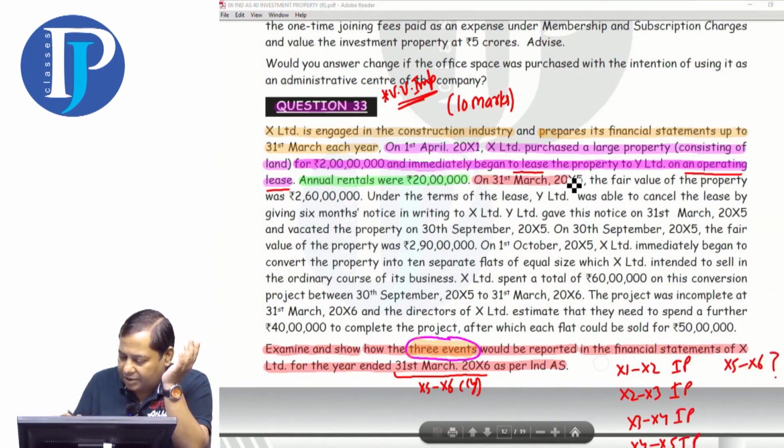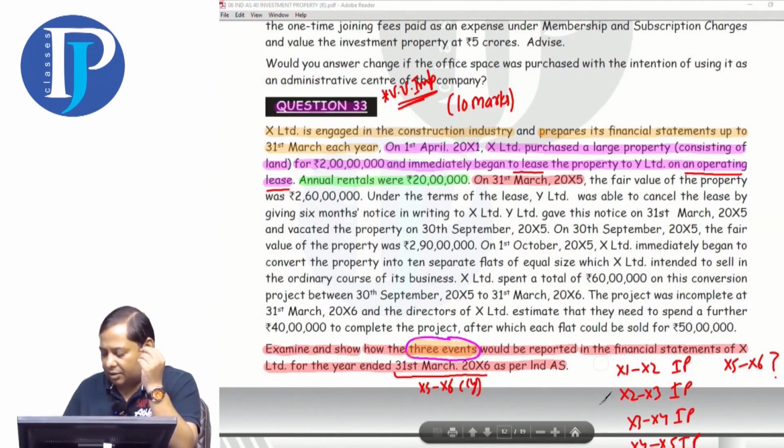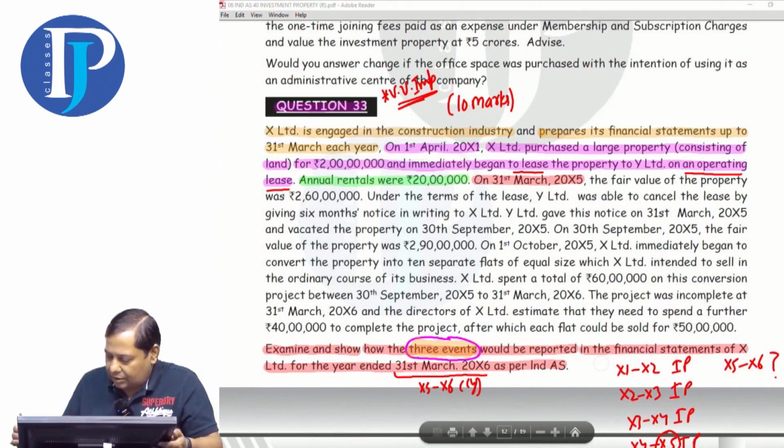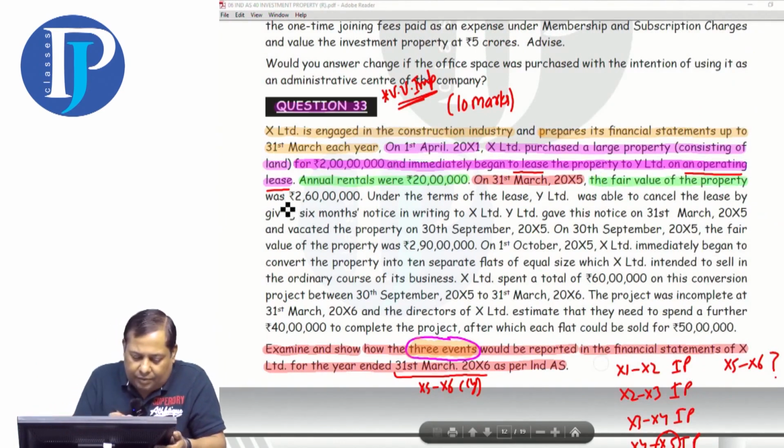On March 31st X5, do you understand what 31st March X5 means? I am standing here. It means at the end of the 4th year: the first year passed, the second and third followed. I am at the end of the 4th year, March 31st X5. On March 31st X5, the fair value of the property was 2 crores and 60 lakhs.